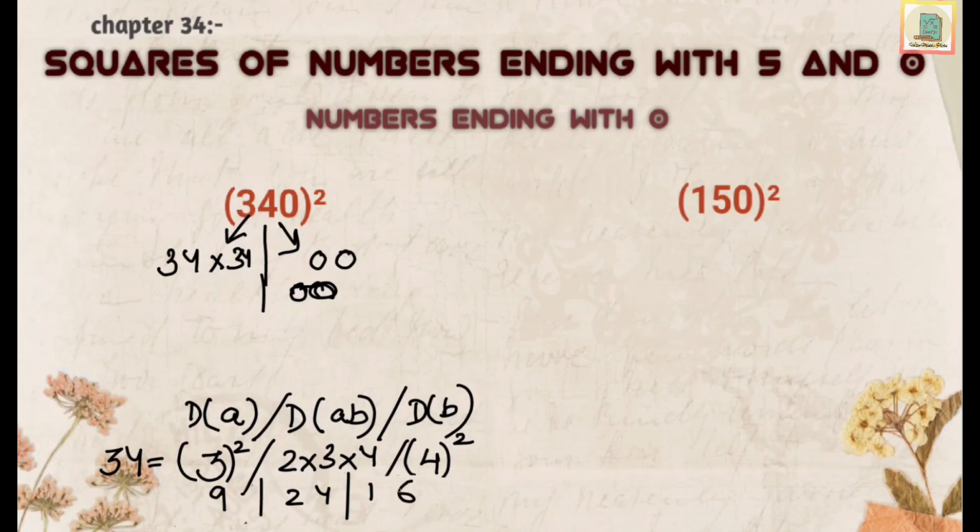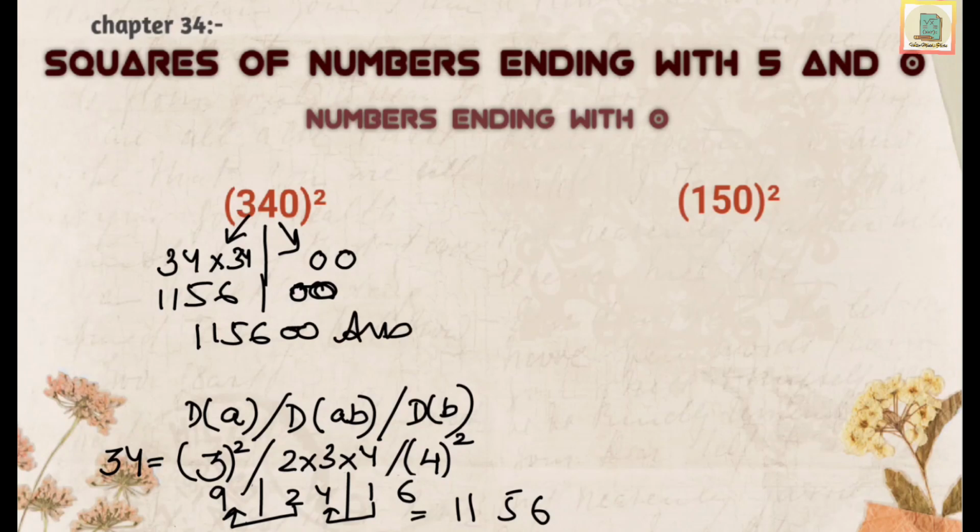So here also we'll use the chain addition. This one will go and add up over here, and this 2 will go and add up over here. So we get 1, 1, 5, 6. So 34 square we get 1156, and here we get 115600 as the square of 340.